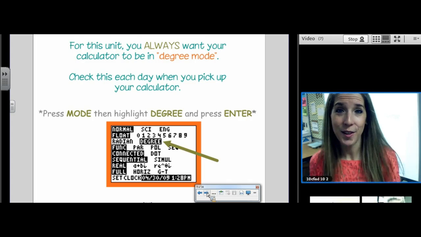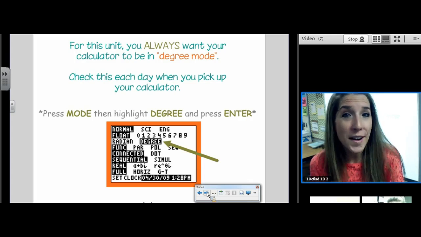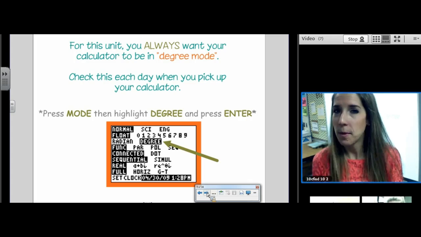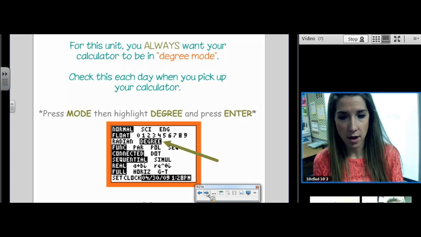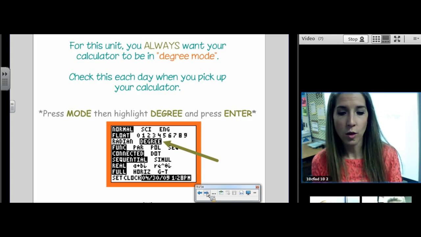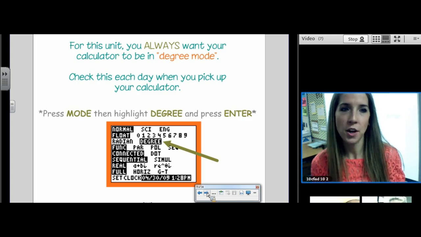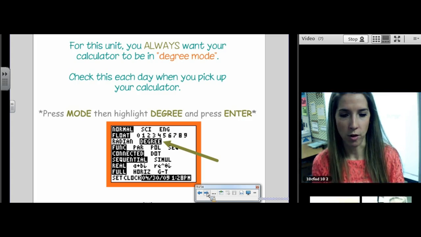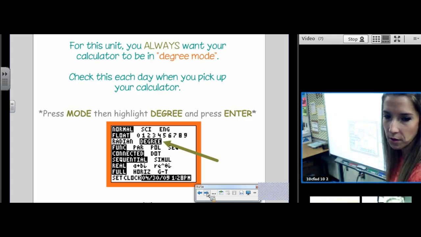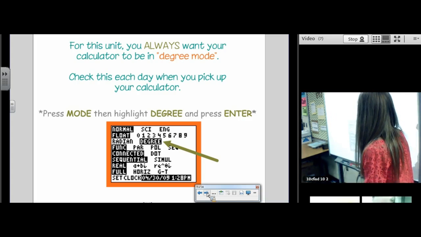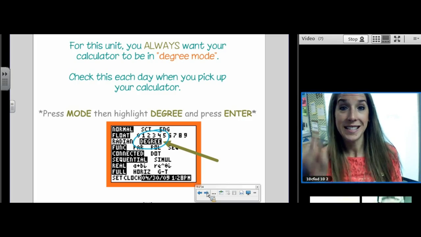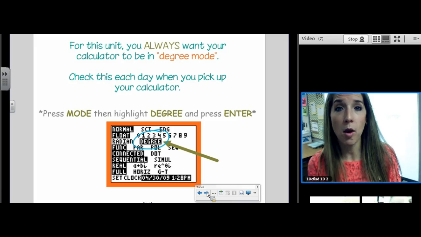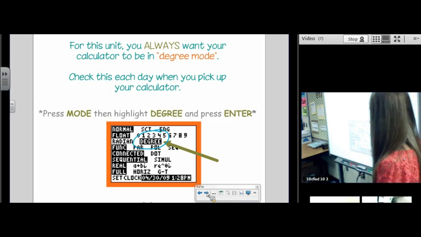Radians are something that you're going to learn about in pre-cal. Radians are wonderful, and you will love them in pre-cal, but we're not going to touch on them in geometry. So you need to be in degree mode every time, all the time, or you will be 100% for sure to get your problem wrong. So make sure you're in degree mode. You put your cursor on where it says degree, and you press enter, and you make sure the degree is bold instead of the radian being bold.